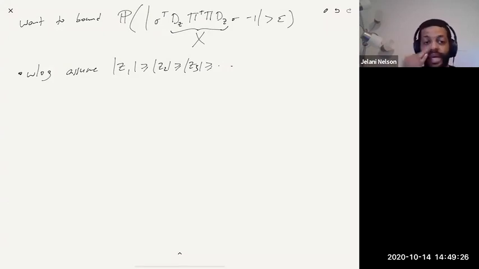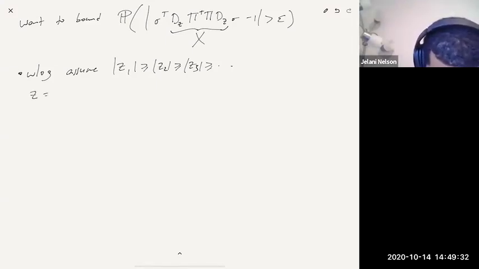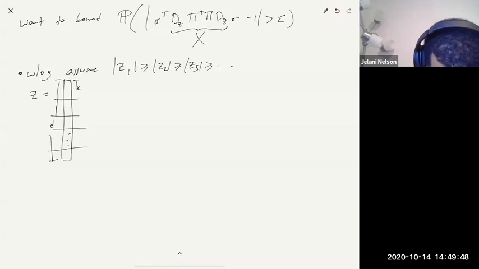Okay. And then now I'm going to define z. So z is this vector, which is d-dimensional. I'm going to look at the top k entries, the next k entries, the next k entries, etc. And so this has size k. And this vector, I'm going to call it z1, I guess.